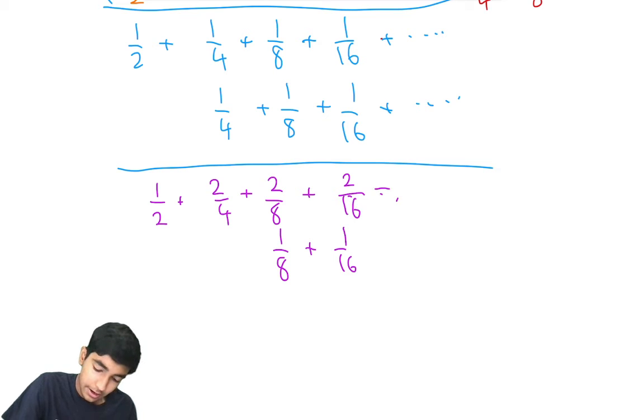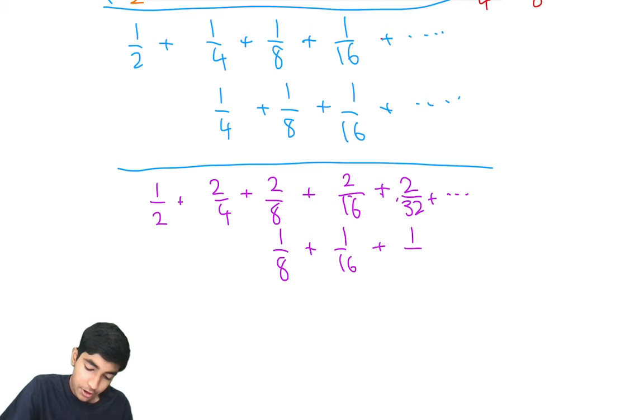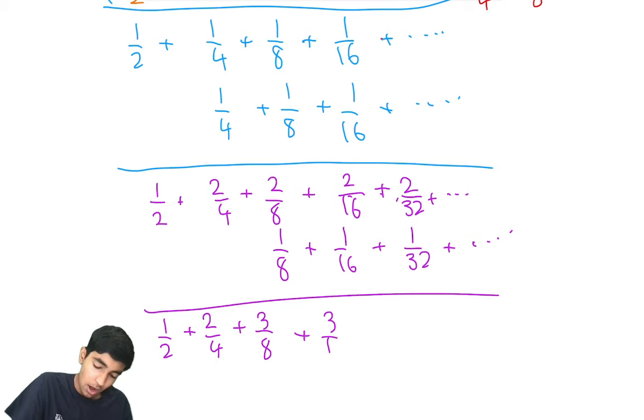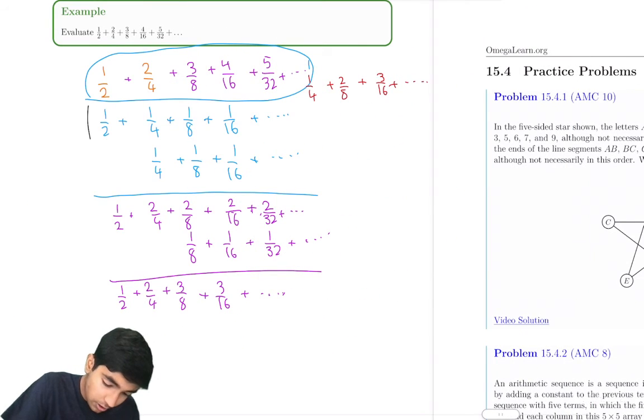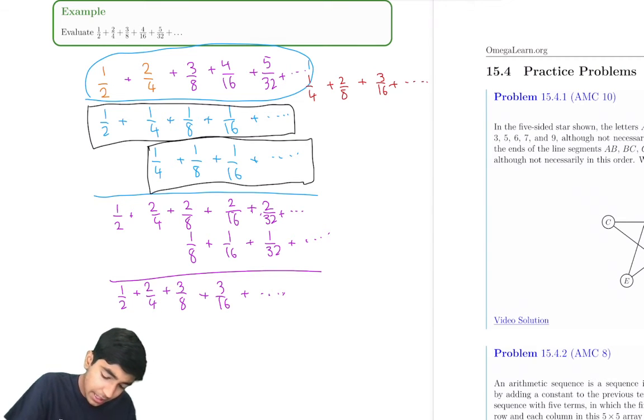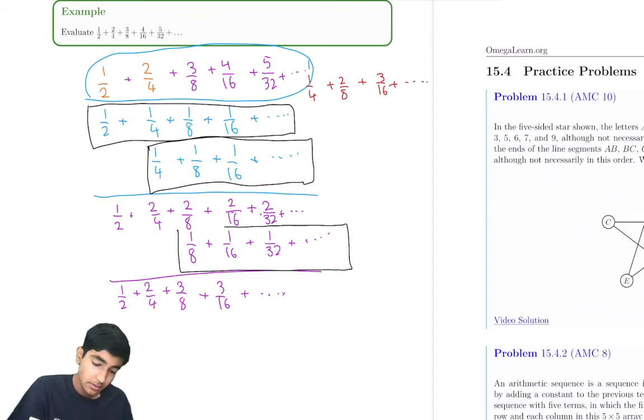This is what we had earlier, right? Plus 1/32. Let's add that sequence now. We would get 1/2 plus 2/4 plus 3/8 plus 3/16 plus so on. We're getting closer. So it seems like we started with this original sequence. We then added this sequence. We then added this sequence. And it seems like we're getting closer to this sequence over here.